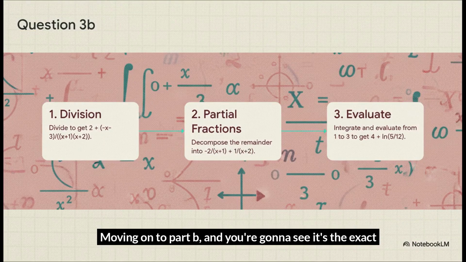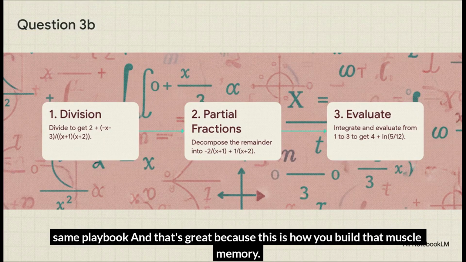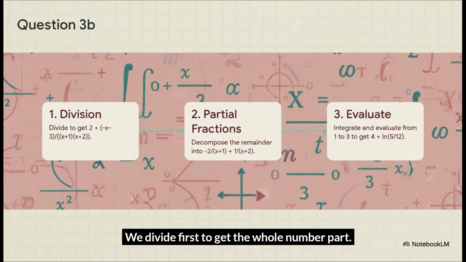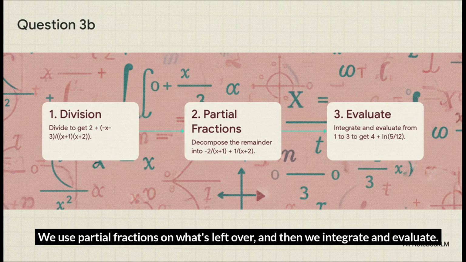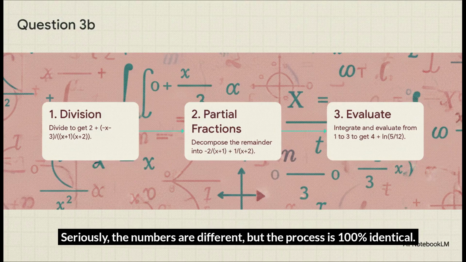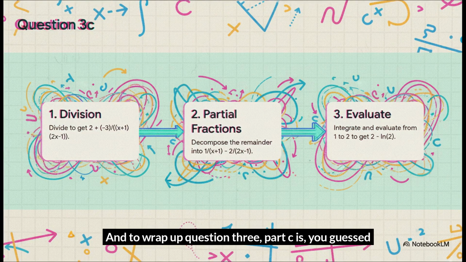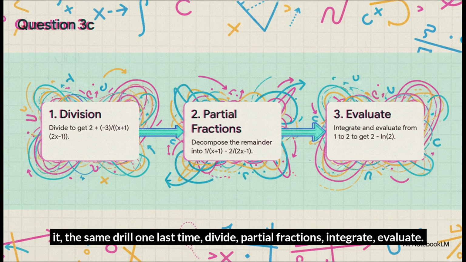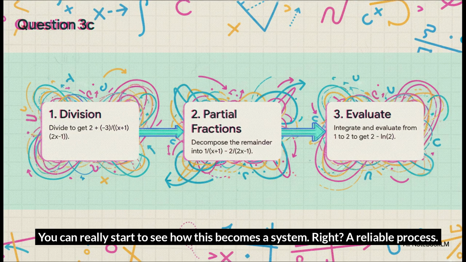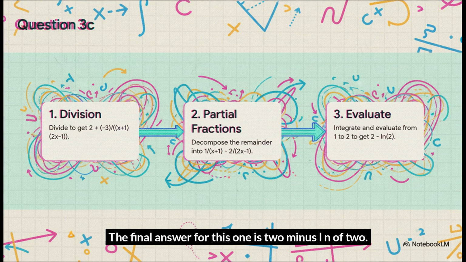Moving on to part B, and you're going to see it's the exact same playbook. And that's great, because this is how you build that muscle memory. We divide first to get the whole number part, we use partial fractions on what's left over, and then we integrate and evaluate. Seriously, the numbers are different, but the process is 100% identical. And that lands us right at 4 plus ln of 5/12. And to wrap up question 3, part C is, you guessed it, the same drill one last time. Divide, partial fractions, integrate, evaluate. You can really start to see how this becomes a system, right? A reliable process. The final answer for this one is 2 minus ln of 2.